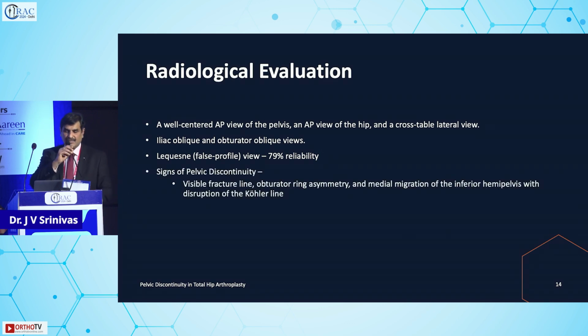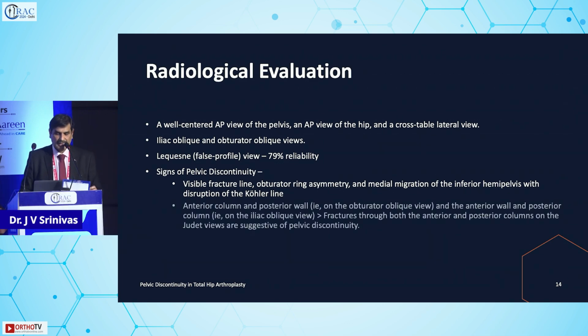So signs of pelvic discontinuity on X-rays, as in one of the cases Dr. Vijay sir showed: a visible fracture line should be there, obturator ring asymmetry, medial migration of the inferior hemipelvis. That is one of the cases Dr. Vijay showed. Medial migration of the hemipelvis and disruption of Kohler's line.